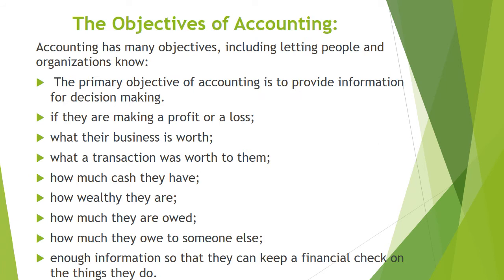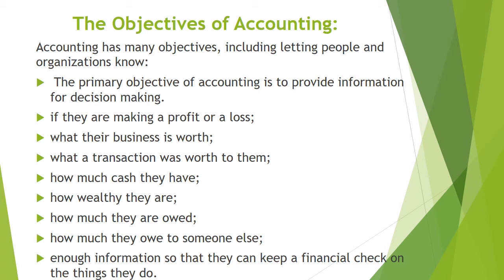And what are the objectives of accounting? Accounting has many objectives, including letting people and organizations know things. Through accounting we know about these objectives. The primary objective of accounting is to provide information for decision making. The first and utmost objective of accounting is to provide information to the managers for decision making, and whether they are making a profit or a loss.